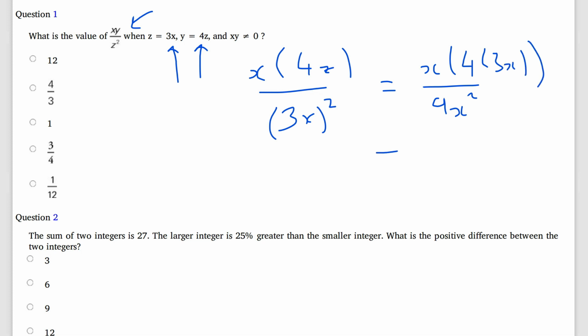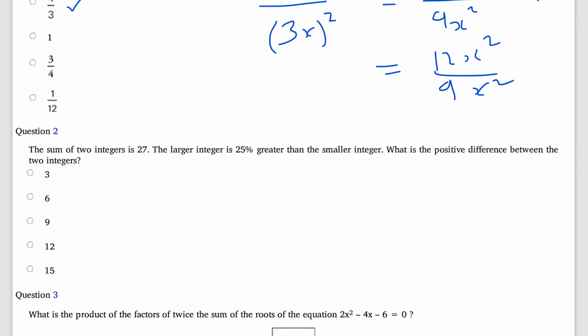Working out that top line, we have 12x squared, and lo and behold, as predicted, the x squareds are going to cancel out and give us 12 over 9, which if we divide by 3 becomes 4 over 3. So the second one is the correct answer. Okay, that was a nice warm-up question. Let's get on to the second one.